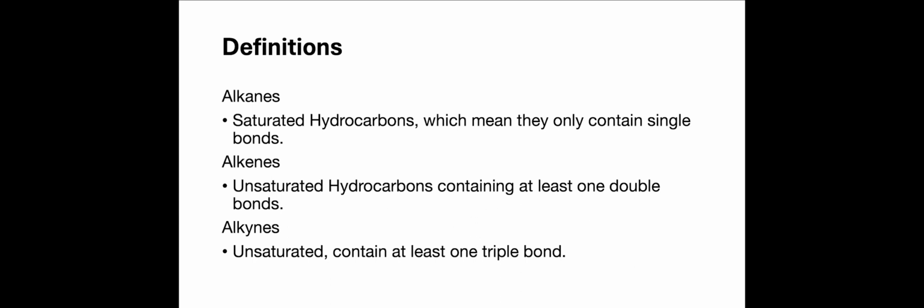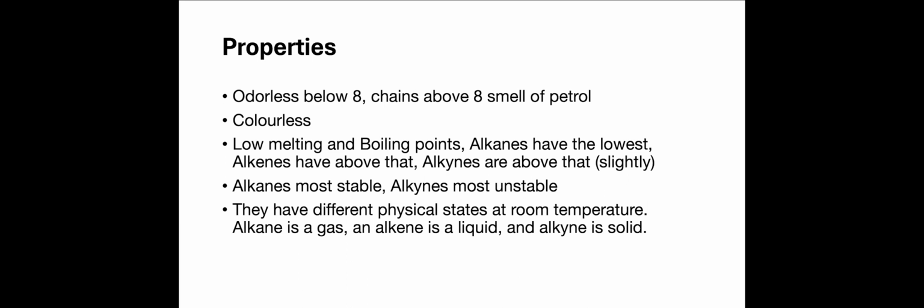Alkenes are unsaturated hydrocarbons containing at least one double bond, and alkynes are unsaturated and contain at least one triple bond. Alkanes, alkenes, and alkynes are odorless below a carbon chain of 8, and smell of petrol above 8. They're colorless, and they have low melting and boiling points. Alkanes have the lowest and alkynes are the highest. Alkanes are the most stable while alkynes are the most unstable, and they have different physical states at room temperature.